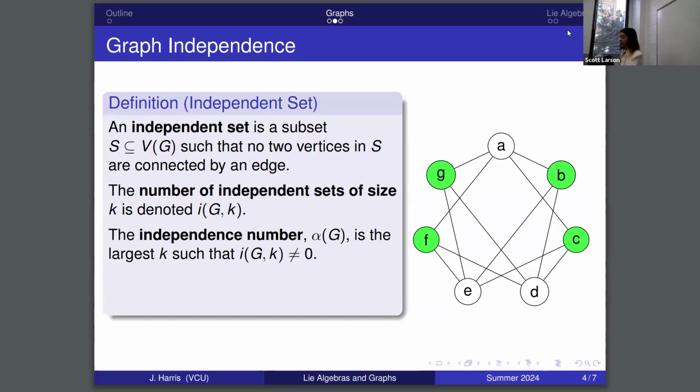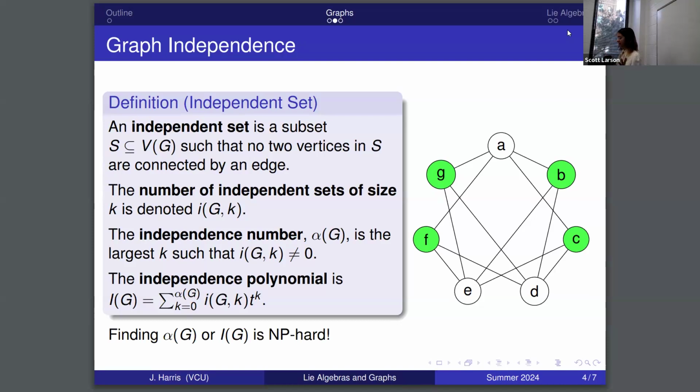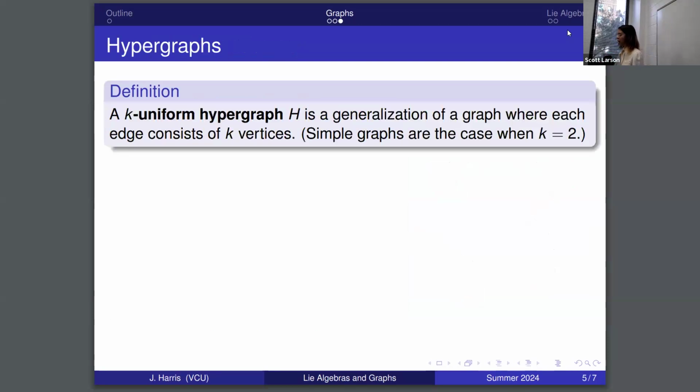If you want to think about the independent sets of all sizes, you look at the independence polynomial, which has all that information encoded in it, where the exponent of your variable tells you the size of the set and the coefficient tells you how many sets of that size are independent. Finding the independence polynomial or the independence number is NP-hard. It's not easy to do, and so you want to focus more on finding bounds on this rather than finding the actual number.